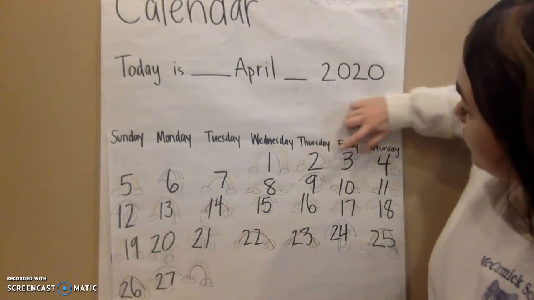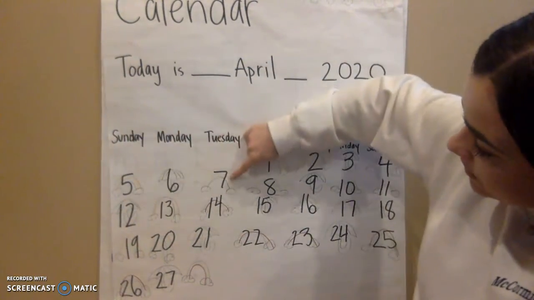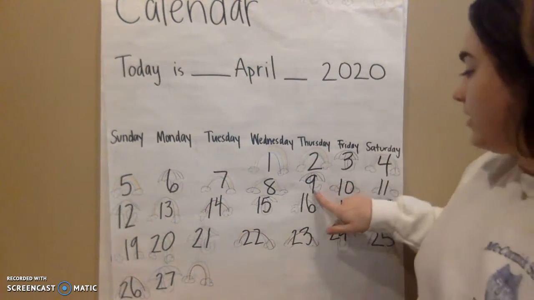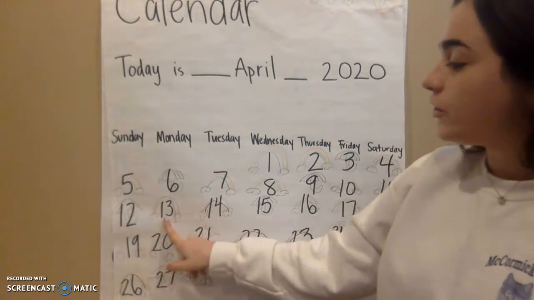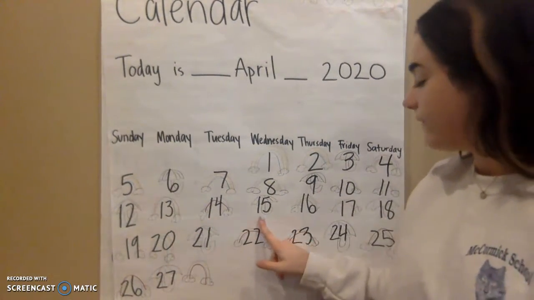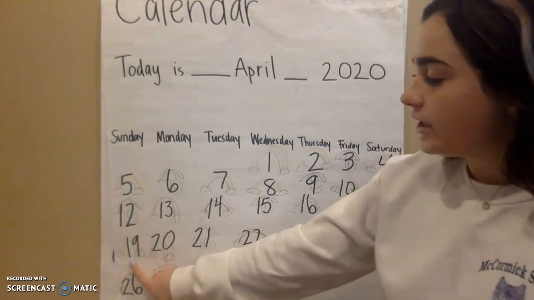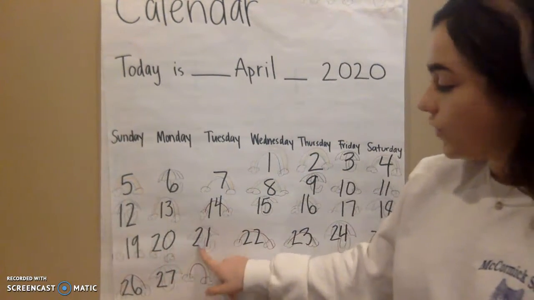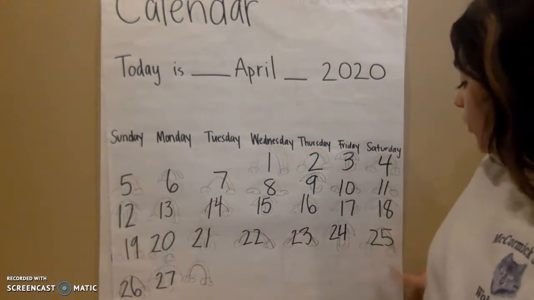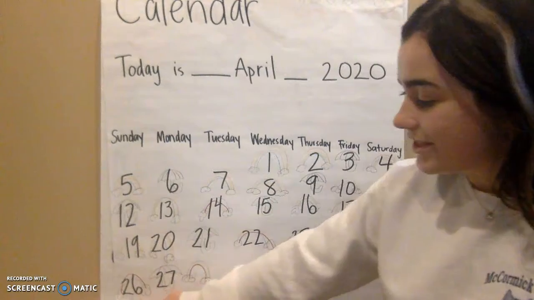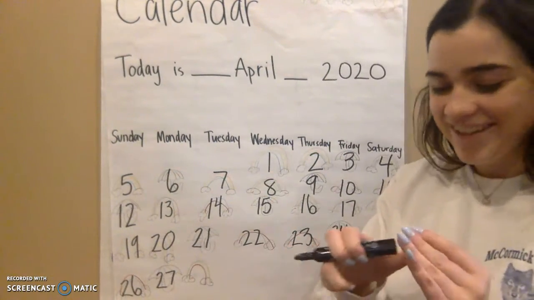1, 2, 3, 4, 5, 6, 7, 8, 9, 10, 11, 12, 13, 14, 15, 16, 17, 18, 19, 20, 21, 22, 23, 24, 25, 26, 27, 28. Very good.